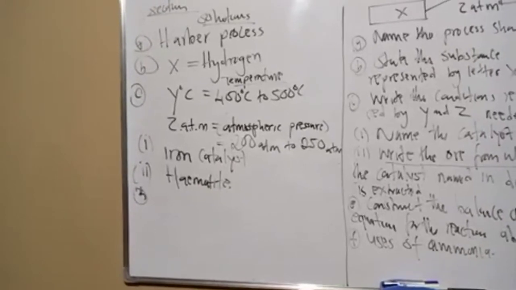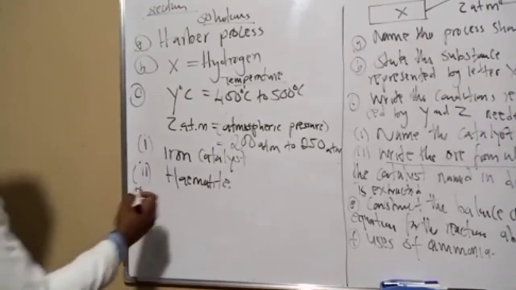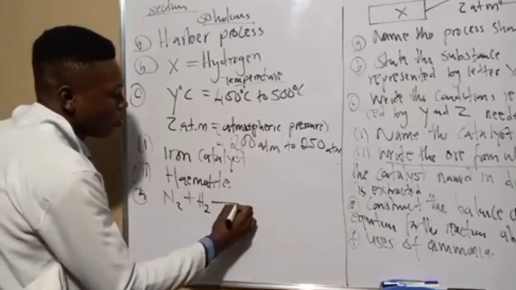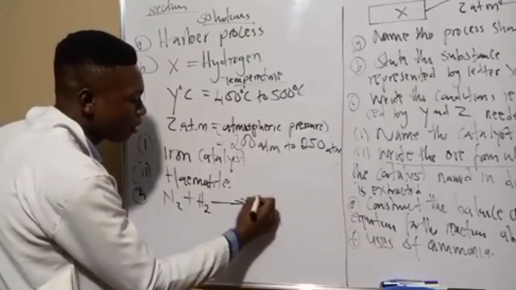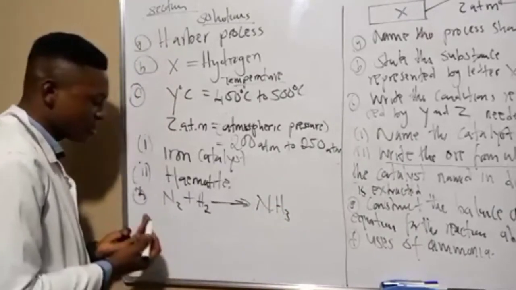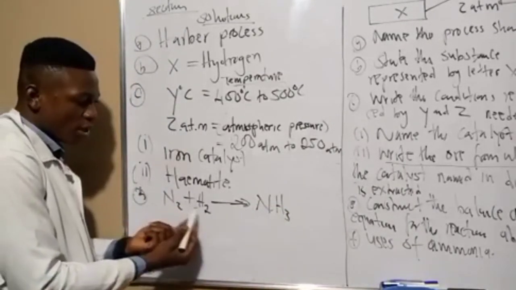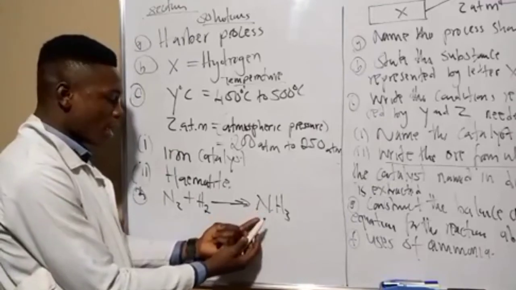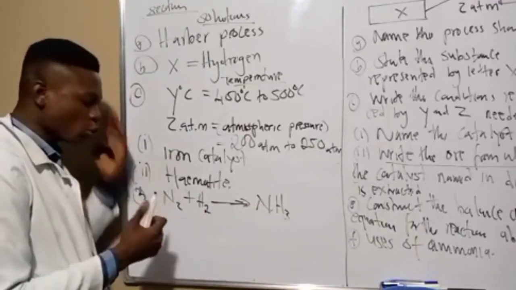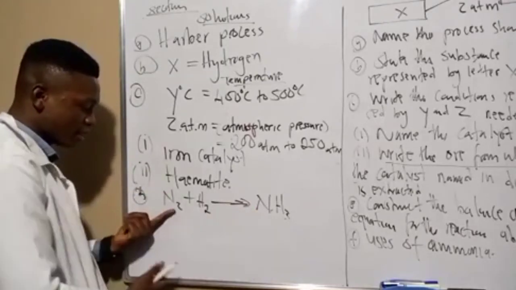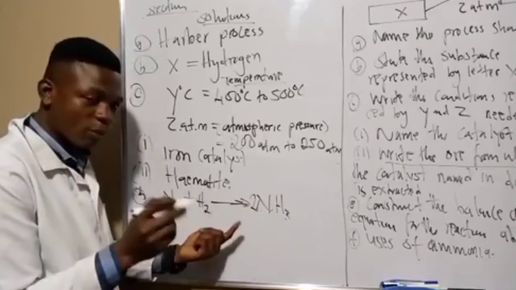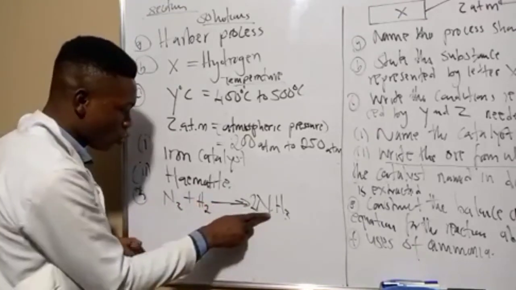The balanced equation: nitrogen plus hydrogen. When they react, they form NH3. So when you want to balance it, nitrogen is 2 on one side, nitrogen is 1 on the other. Hydrogen is 3, hydrogen is 2. So what are you going to do to make nitrogen 2 here? You introduce a 2 here. So nitrogen is balanced, nitrogen is 2 and nitrogen is 2.